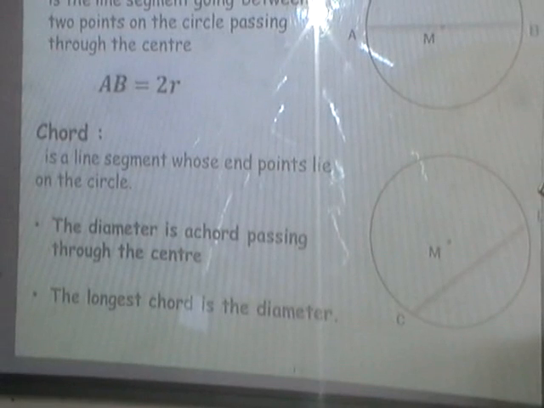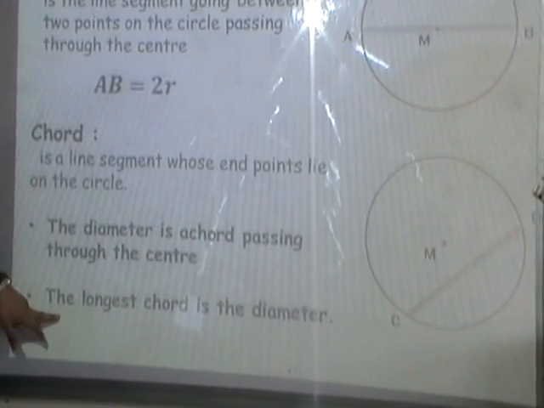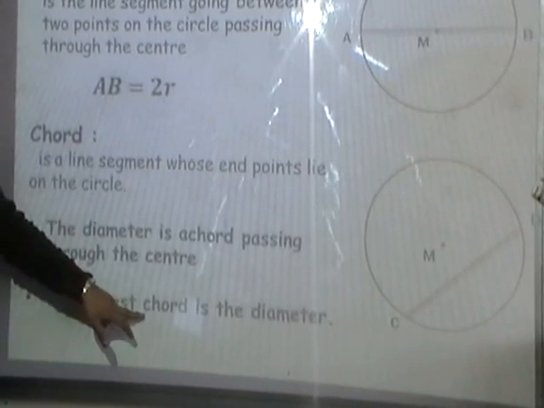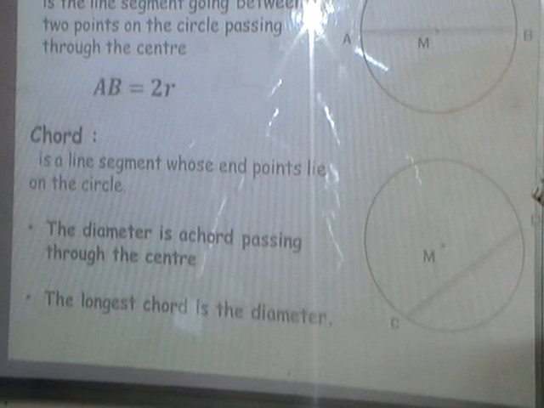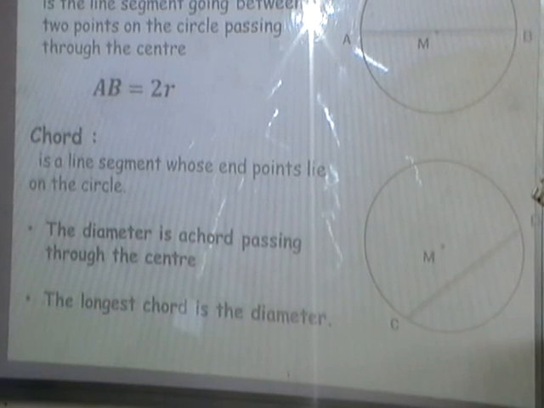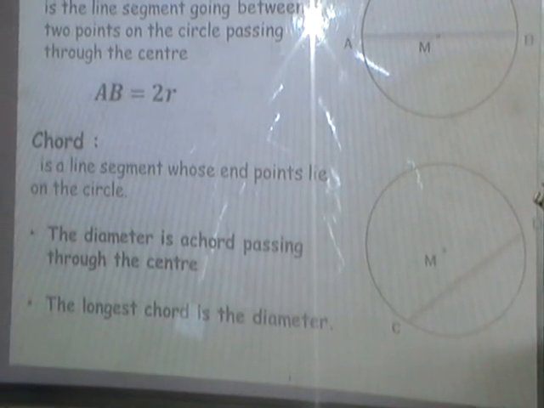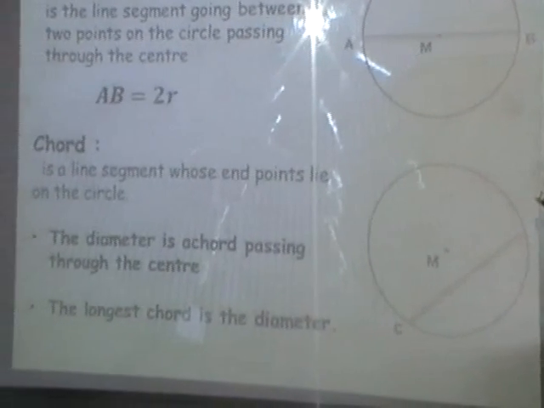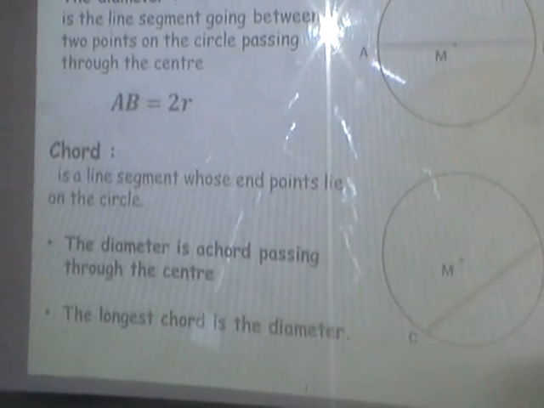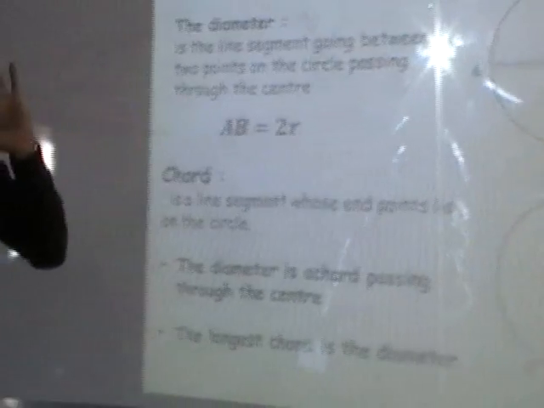After that, you have a very important remark. It says that the longest chord is the diameter. So you have many chords in the circle, but the longest one of them is the diameter because it passes through the center. The diameter is the longest chord in the circle. So you have studied the radius, the diameter, and the chord.